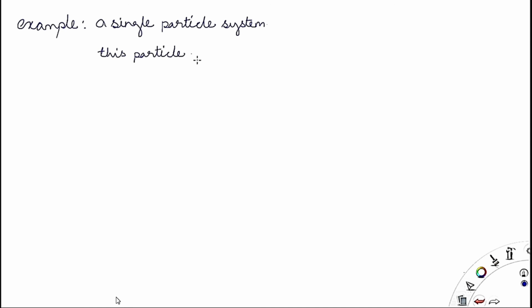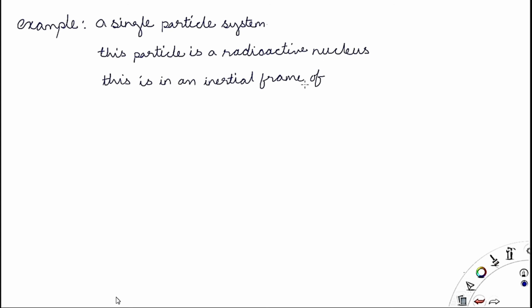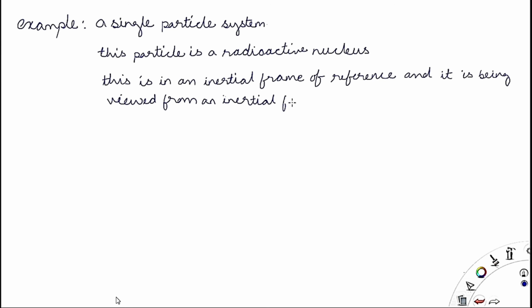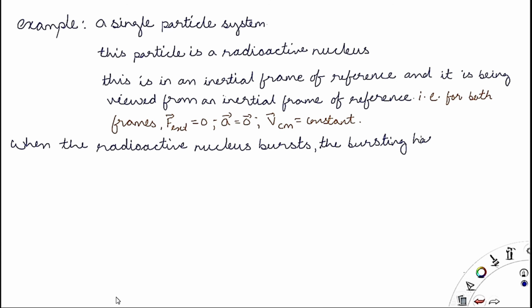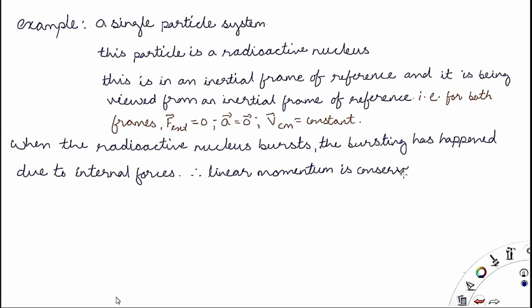Now we see one example. In this example, we are assuming a radioactive nucleus as a single particle, which will burst into two particles having masses small m and capital M. But all this will happen due to internal forces, because no external force is applied on this system. The bursting is happening due to internal causes. So linear momentum is conserved. Whatever the linear momentum was initially will be the final.